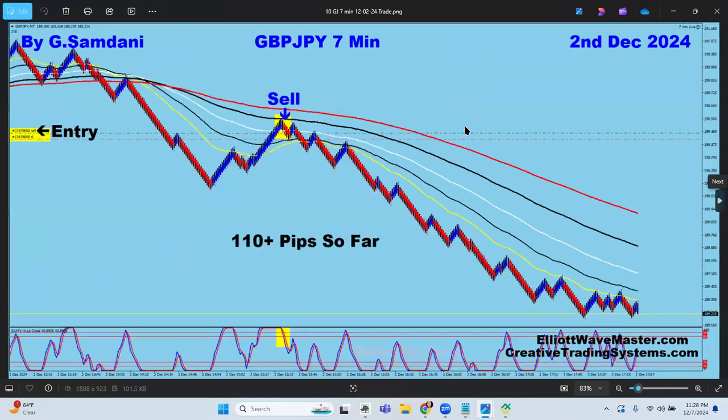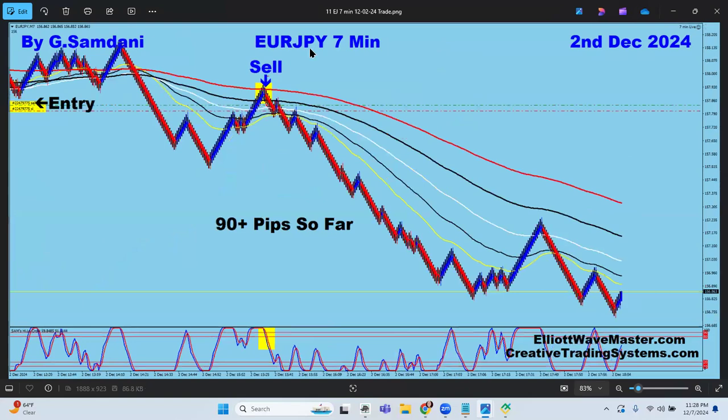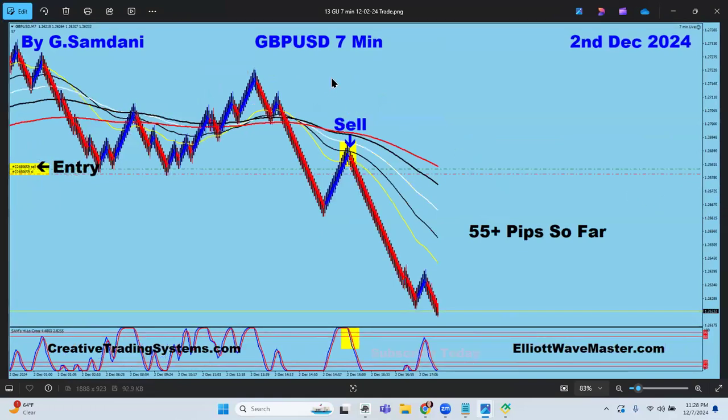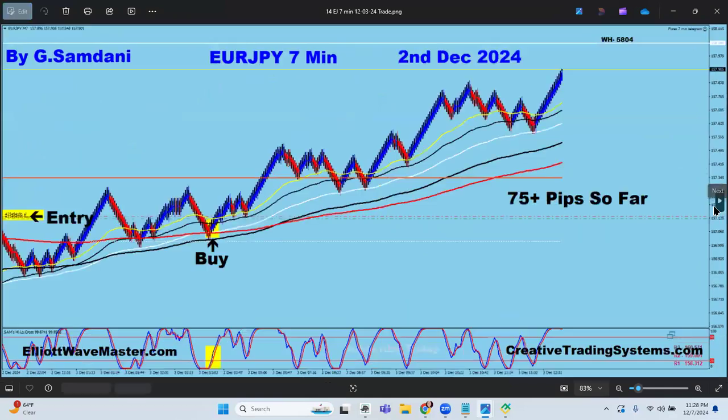So this is GJ going down, right, all the way here for 110 pip. From the 7-minute chart, Euro Yen from the 7-minute chart, 90 pip. And here they are all on the second, by the way. Aussie Yen from the 7-minute chart. This is the beautiful entry taken by the EA. Sell orders right there for 90 pip. Yen was getting strong, so all yen pairs went down. This is also taken by the EA, 55 pip, pound USD.